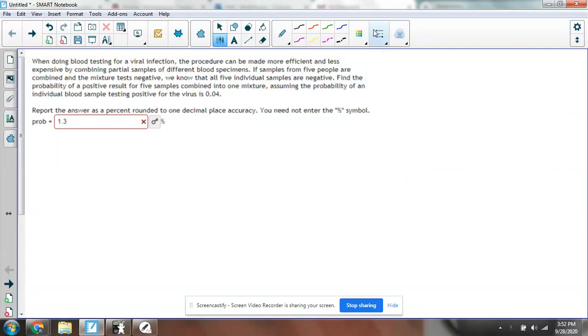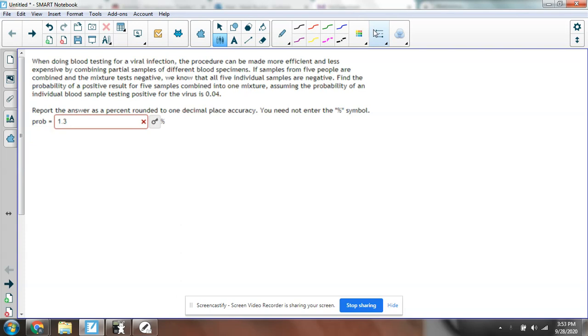Right, this is the question you were asking about. I've been doing blood testing for viral infection. The procedure can be made more efficient and less expensive by combining partial samples in different blood specimens. If samples from 5 people are combined and the mixture tests negative, we know that all 5 individual samples are negative. Find the probability of a positive test for 5 samples combined into one mixture.